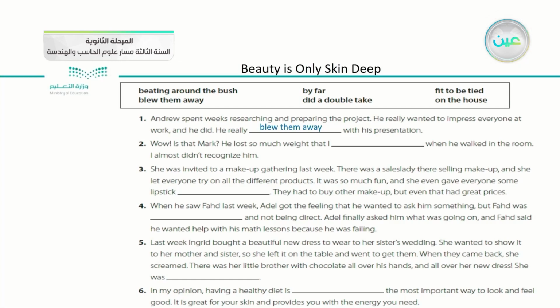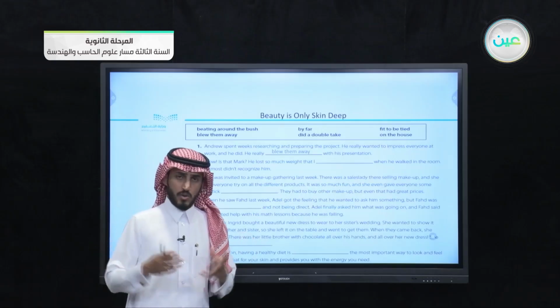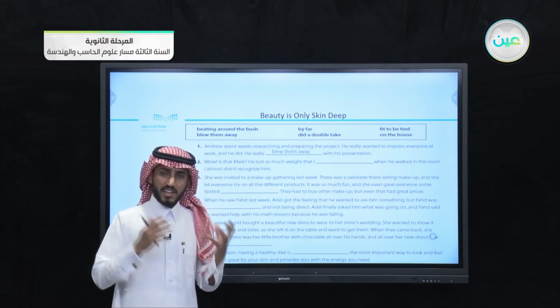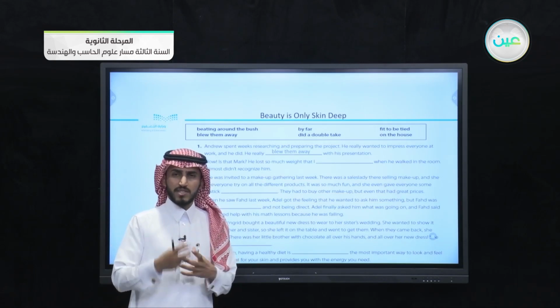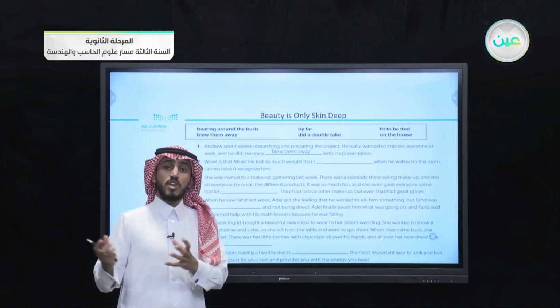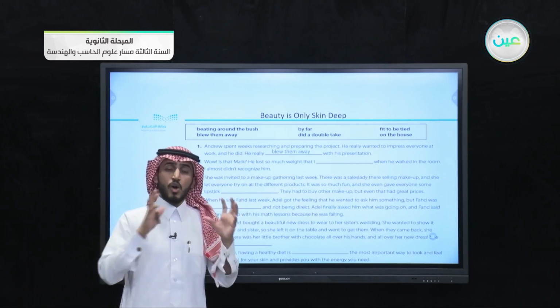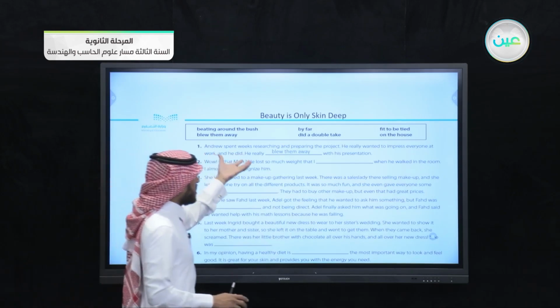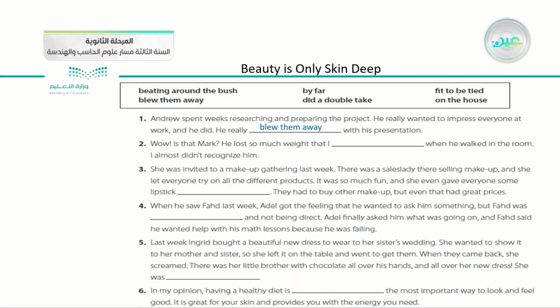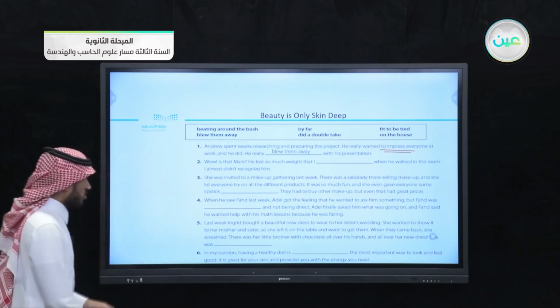Sometimes we have keywords in each sentence. Once we have an exercise or a question, we have keywords that could help us find the answer, even if we don't know the meaning of each word in the sentence. For example, in the first one, Andrew spent weeks researching and preparing the project. He really wanted to impress. The word impress is one of the keywords that could help you find the answer from the expressions in the box. Now let's go to the second one.